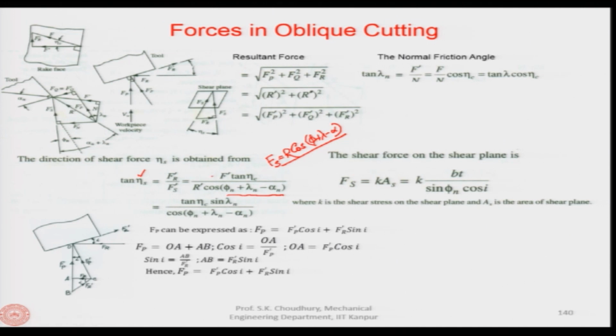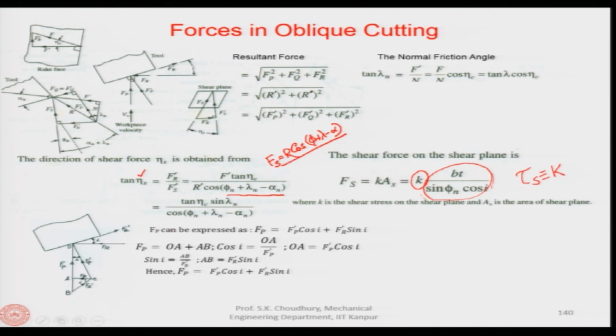The shear force Fs on the shear plane is K, some constant, okay, that is the shear stress on the shear plane, times As, the area of the shear plane. So, area of the shear plane is B t divided by sin phi n plus cos i, and K is the shear stress on the shear plane. Earlier we represented that as tau s. So, this is equivalent to the K here what we are writing. So, this is the stress into area, and the area is this, stress is the K.